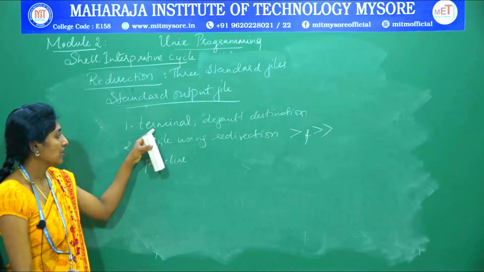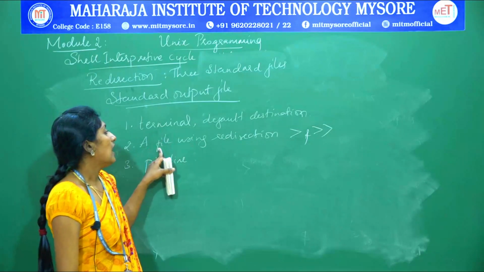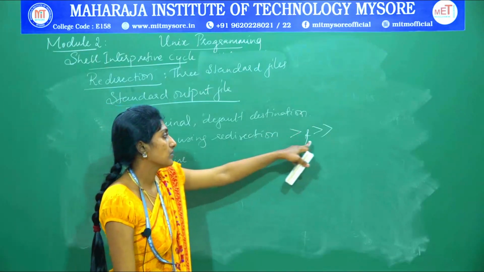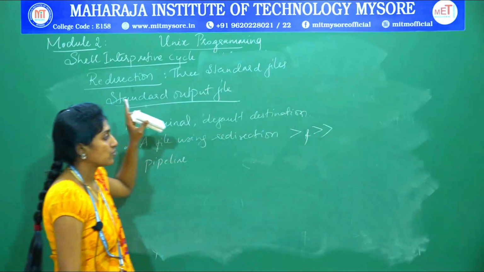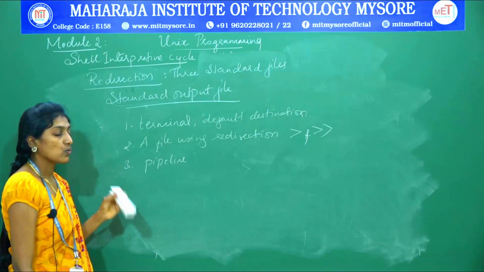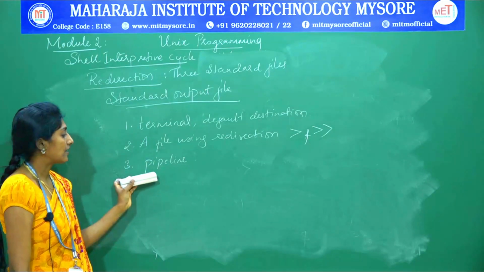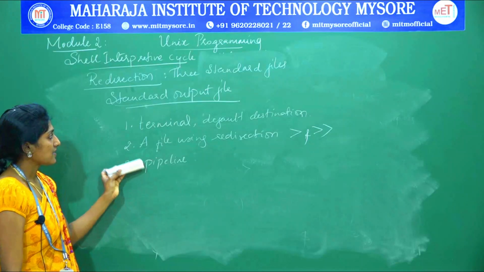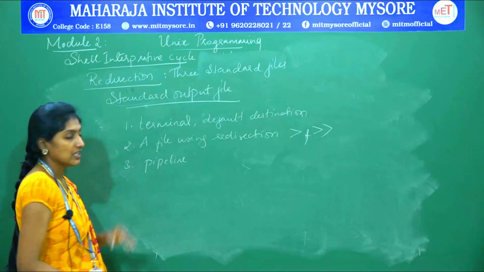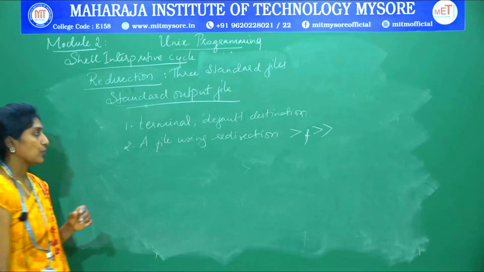So one is the terminal, where the message is displayed on your terminal screen itself, and you can also send your message by using the redirection operator, that is the greater than symbol or double greater than symbol. These 2 are used for displaying the data you want. The last one is the pipeline, which, as I said for the standard input file, will be explained in the next concept of the pipeline itself. Let me go with the first way.